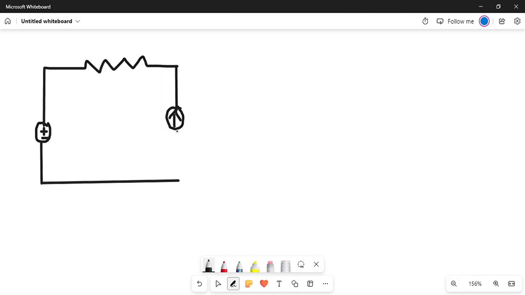And here you can see that it is 10 volt. Right? So this is 10, here it is my 10 volt. Just a minute, I'll just write it. I'm so sorry.